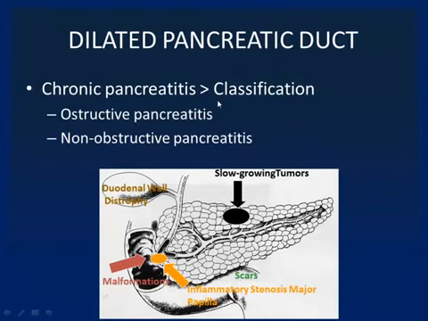Chronic pancreatitis is usually classified, especially in the advanced stage, as obstructive pancreatitis and non-obstructive pancreatitis. Obstructive pancreatitis is generally due to inflammatory stenosis at the level of the major papilla, or to malformations like pancreas divisum, or scars as a result of episodes of acute necrotizing pancreatitis, or due to duodenal wall dystrophy or paraduodenal pancreatitis, and in few cases to slow-growing tumors.